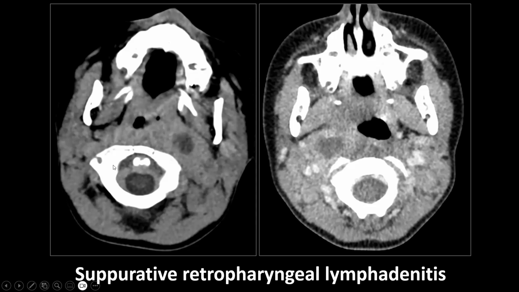Here we see two children with a suppurative retropharyngeal lymphadenitis. We see enlarged lymph nodes that are centrally hypodense due to the presence of pus. And when these lymph nodes rupture into the retropharyngeal space, the infection spreads into the retropharyngeal compartment and can cause a retropharyngeal abscess.